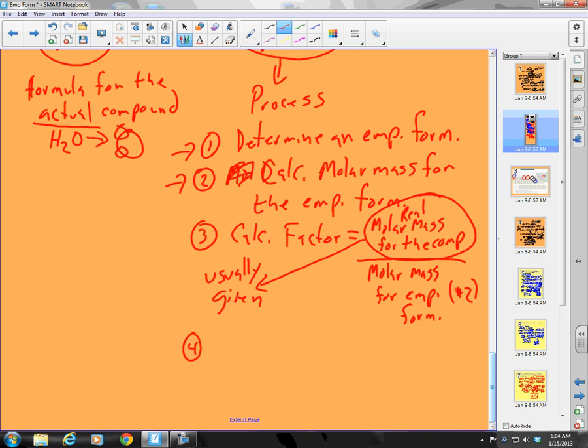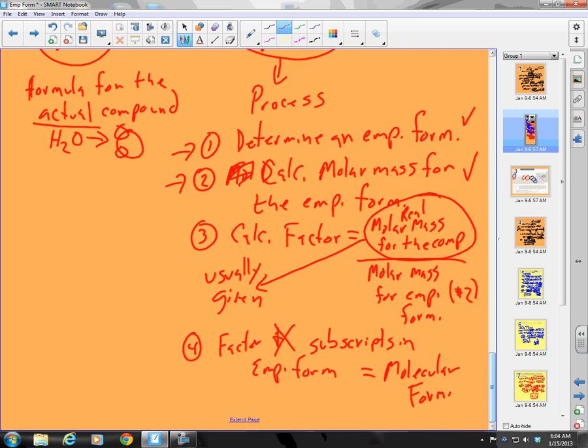Good. And then what do we do? We're going to take the factor and multiply it times the subscripts in the empirical formula. And that'll give us our molecular formula. It's really a piece of cake. This is easy. You ready? Think you got it? Determine the empirical formula, molar mass for the empirical formula, calculate our factor, and then multiply by the subscripts.